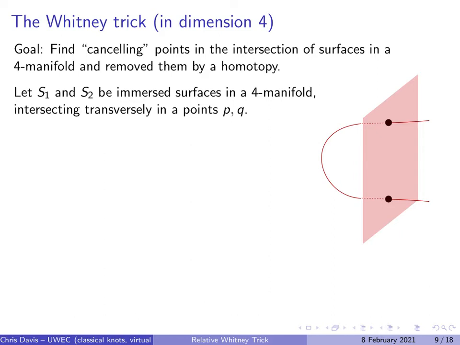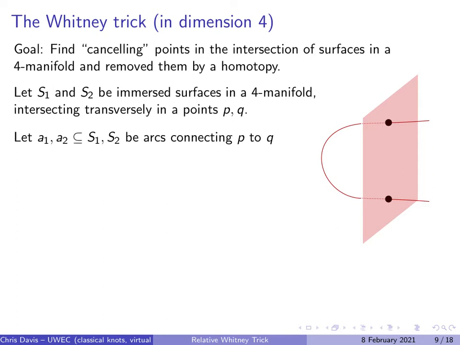Well, maybe I should start by telling you what the honest Whitney trick is, since the relative Whitney trick is supposed to be some sort of relative generalization of the Whitney trick. So, the Whitney trick. The goal is to find two points which look like they should cancel in the intersection of two surfaces in a four-manifold, and then remove those two points of intersection by changing the surfaces by a homotopy. So here's the precise setup. Let S1 and S2 be immersed surfaces in a four-manifold, which intersect transversely in points P and Q, and those two points should be intersection points with opposite sign.